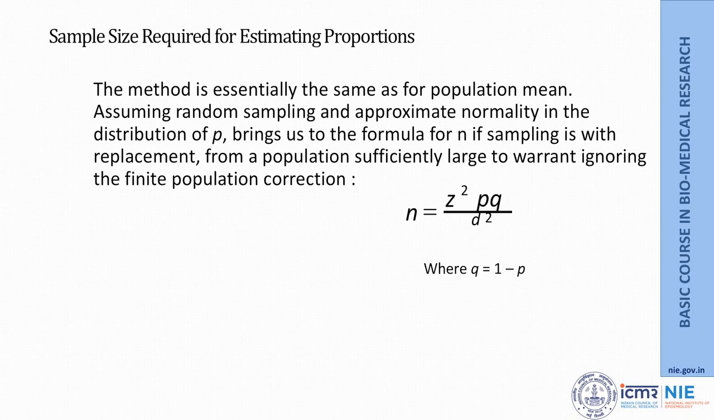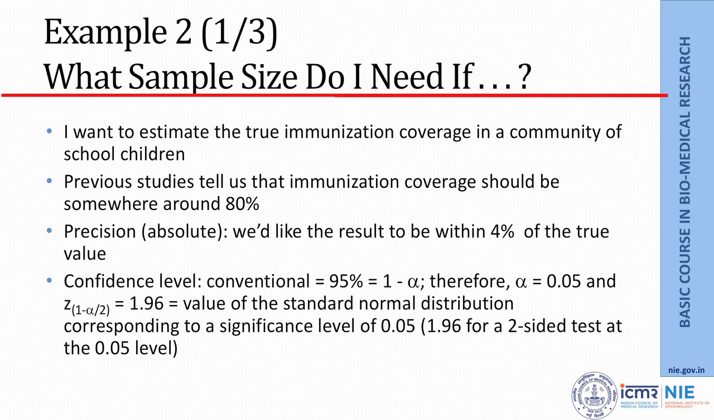The formula for that is very simple. In n, the z squared and the d squared in the denominator are common, and here instead of sigma squared, what you have is PQ, where Q is nothing but 1 minus P. This also will be clearer if we see an example. Suppose you want to estimate the true immunization coverage in a community of school children. Previous studies tell us that the immunization coverage should be somewhere around 80%.